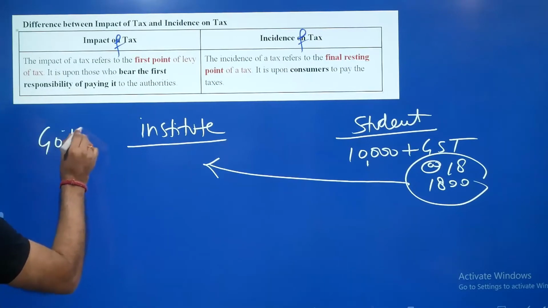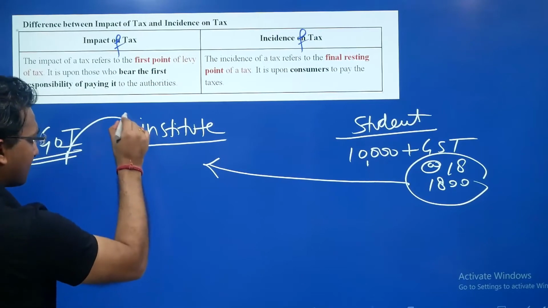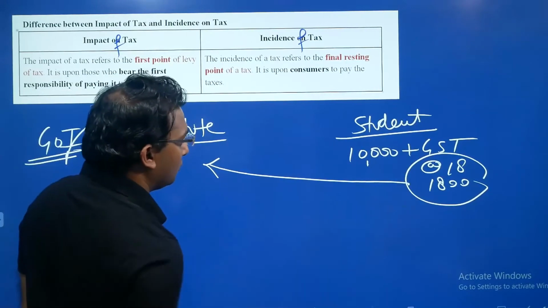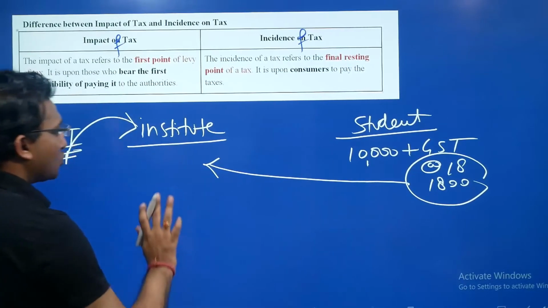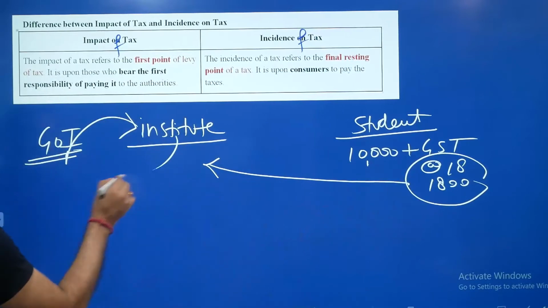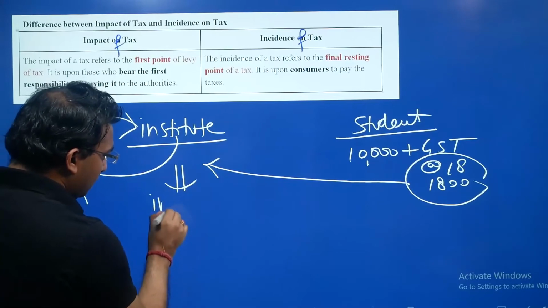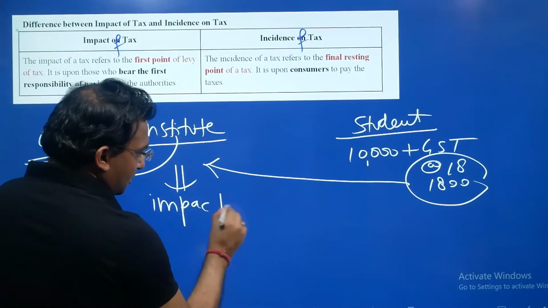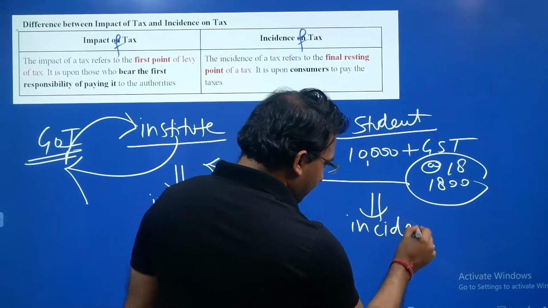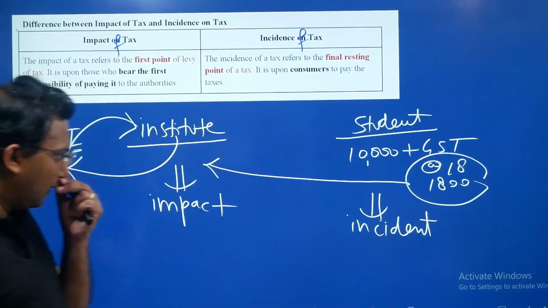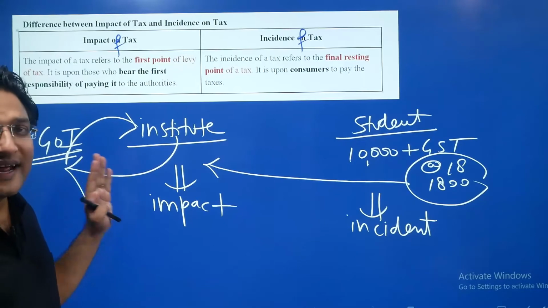The government of India has actually levied this GST on us, and we are collecting it from you, because ultimately we will shift the burden to you. So you are paying to us and we are paying to the government. In this case, the impact of GST is on the institute, and the incidence is on the student, right? So institute is the first point where the tax is being levied.